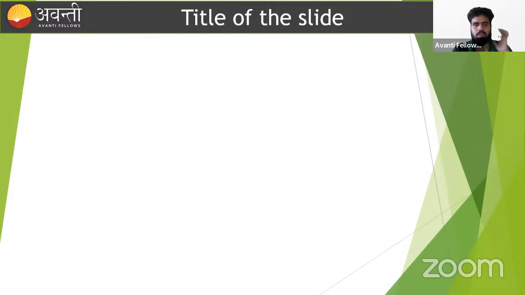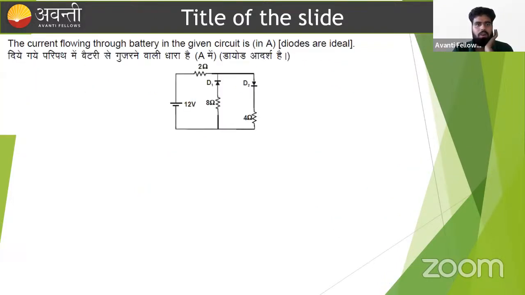Let's move to the next question. What is the next question? What is the current flowing through the battery?